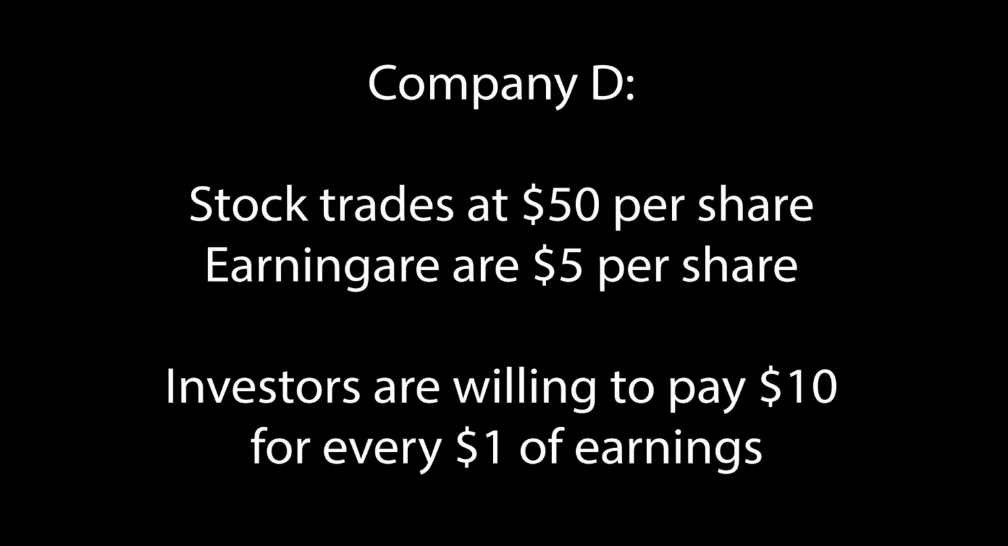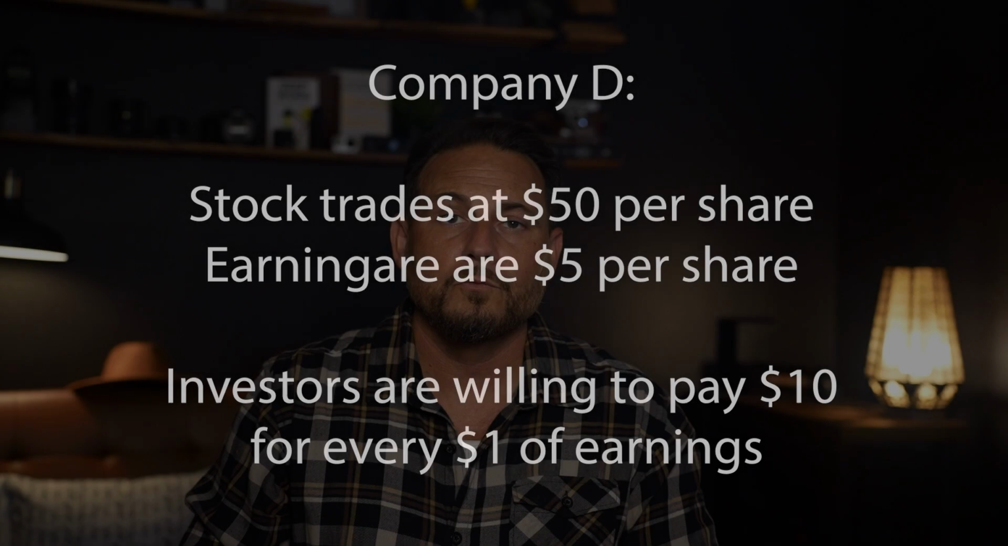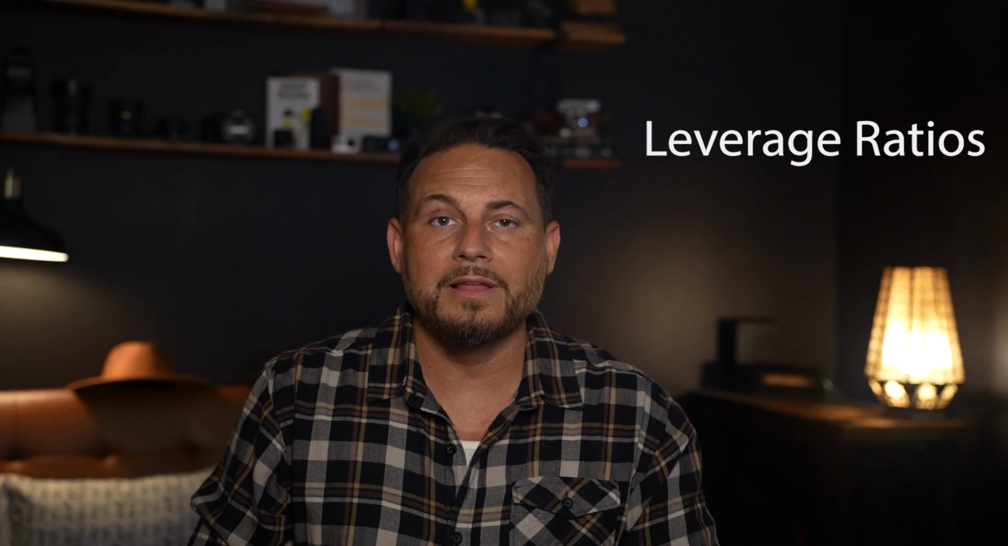Suppose company D's stock is trading at $50 per share, and its earnings per share are $5. Using our formula, we would discover that investors are willing to pay $10 for every $1 of earnings, which would be a reasonable valuation in many industries. We can use this ratio to identify whether or not this company is a good investment opportunity. But I do not mean to imply that this or any of these ratios is the entire picture. But using them all together is a great way to compare opportunities and provide a framework for each company's individual story. Finally, let's cover leverage ratios.